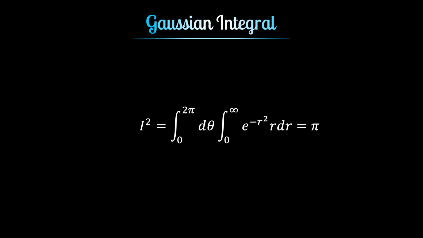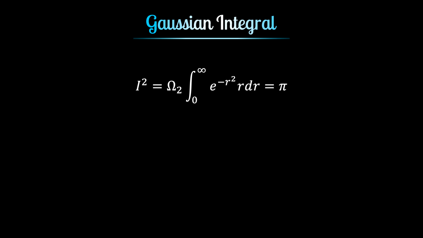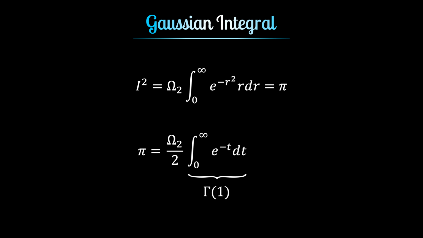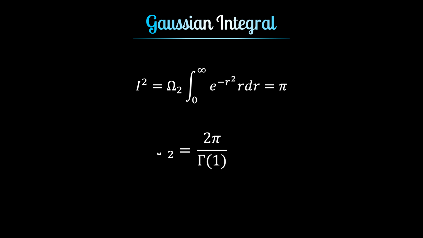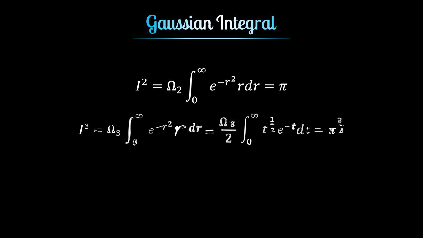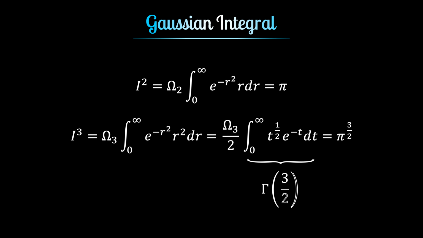Notice how the first integral resembles the total angular sweep of a circle. So the first integral is basically omega 2, and when we observe the second integral, it can be further transformed into a gamma function by making the substitution r squared equals t. And this integration gives me the expression of omega 2. And in the same way, we can find the expression of omega 3. For this, we just have to evaluate the value of I to the power 3.